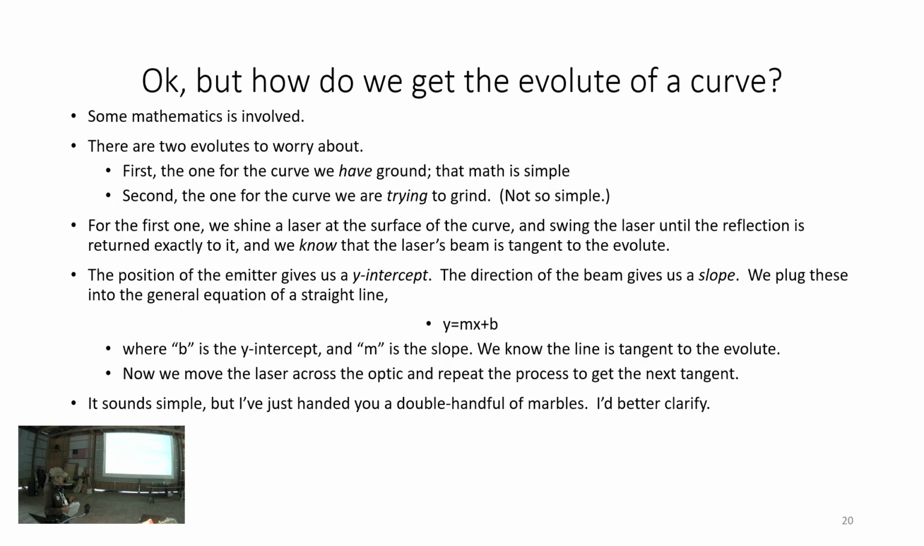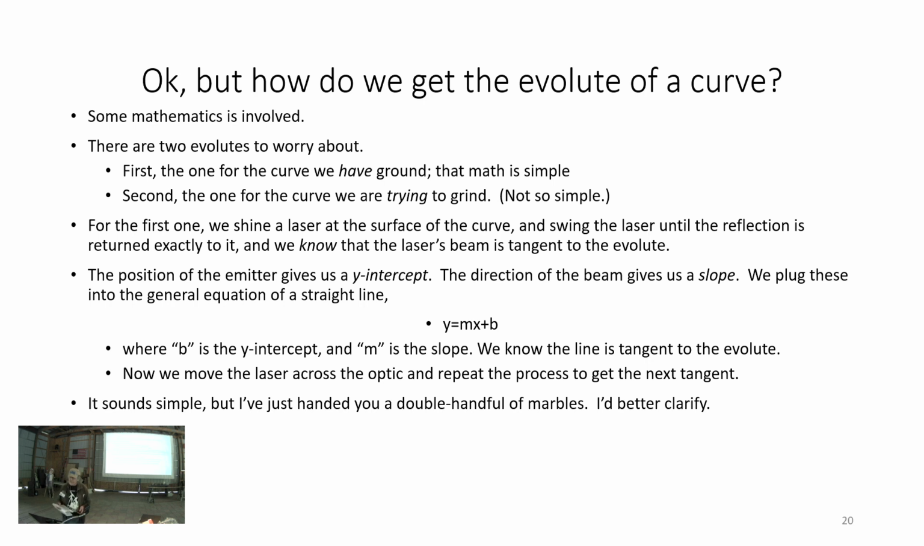Okay, so how do we get the evolute of a curve? Some mathematics is involved. There are two evolutes we've got to measure. One is the evolute of the curve that we have ground into the glass, and the other one is the evolute of the curve that we want to be in the glass.